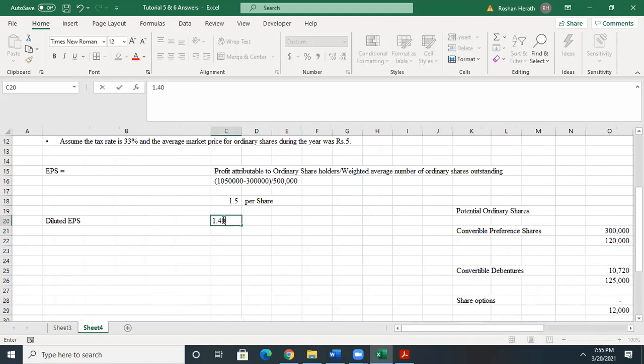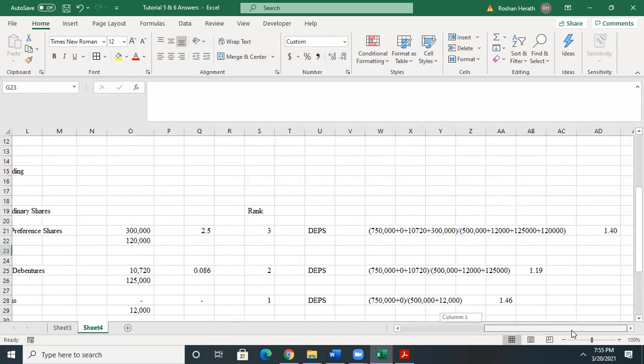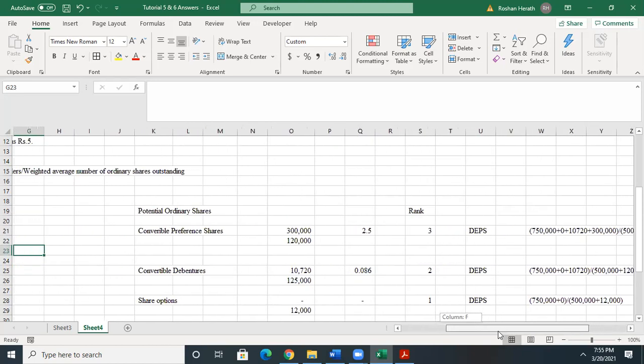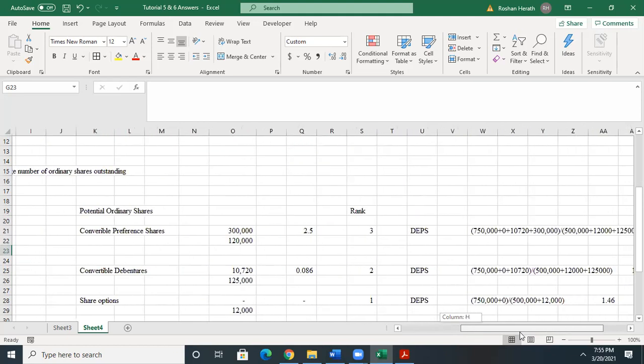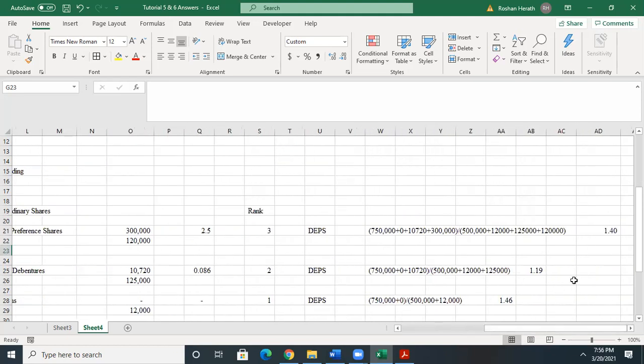It's not 1.19. So that is the most important learning outcome. So you need to look at from most dilutive to the least dilutive. So in the process, at one point in time, if you find it doesn't dilute or it's anti-dilutive, you are going to stop. Otherwise, you are going to continue.